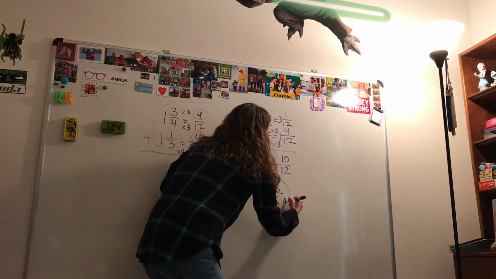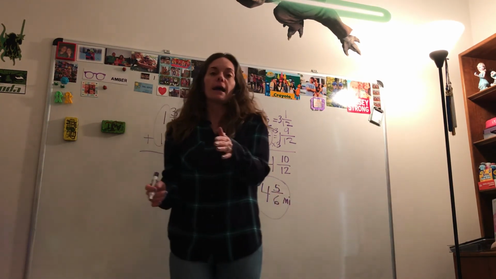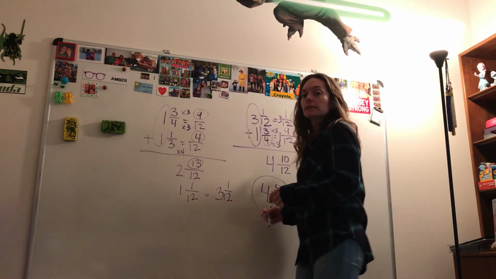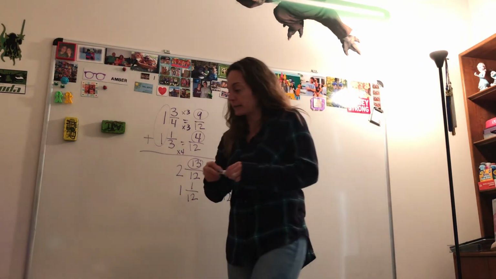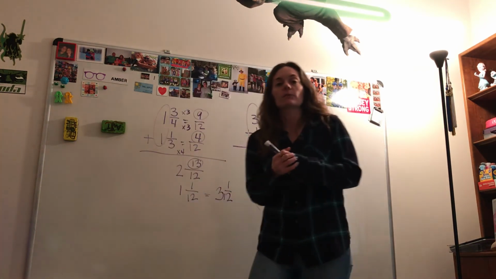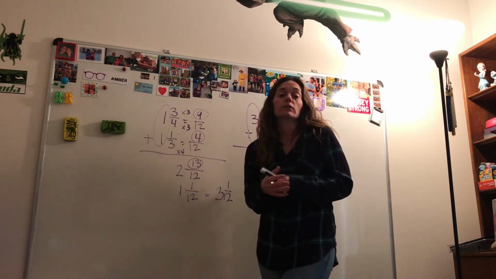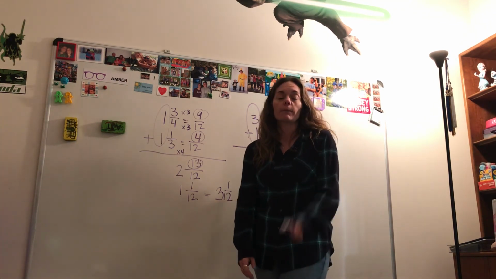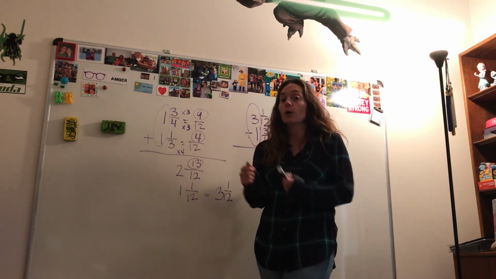So 4 5/6 total miles from my house to the pond, around the pond, and back again. Wow, that's quite a distance. So if you need some extra practice, please ask me. I'll be happy to print some things off for you. You can go ahead and search the internet for some practice addition problems with mixed numbers, or I can print some sheets for you. We're gonna go ahead and practice today.